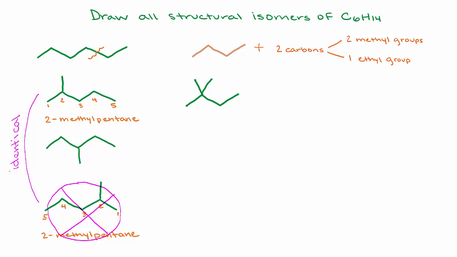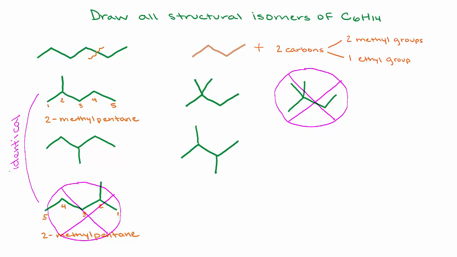We could try moving both methyl groups to the next carbon. Notice that once again, these are the same structure. If we rotate the structure on the right, it will look identical to the structure on the left. We can also separate the methyl groups to create a new isomer.